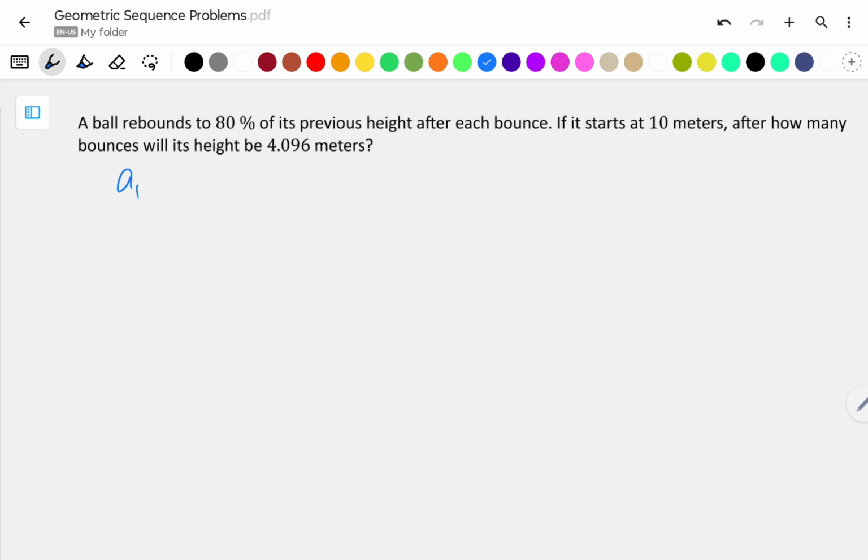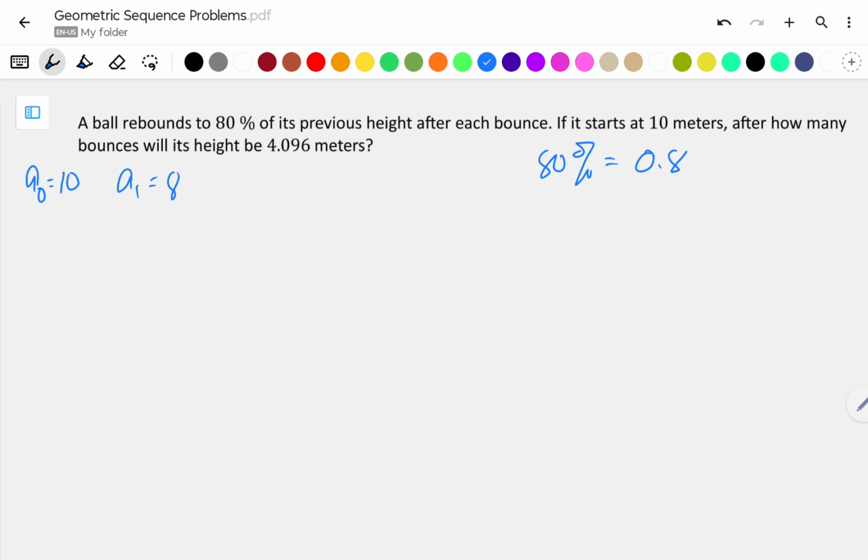A sub 1, if our A sub 1 is going to be after the first bounce, then it must not be 10 meters. Or 10 meters is going to be the initial. Let's call it A sub 0. So our A sub 1 is 80% of 10 meters, that is 8. So we just multiply. 80% is 0.8 in decimal. So 10 times 0.8, that is 8.